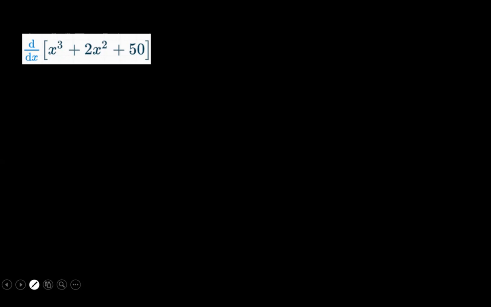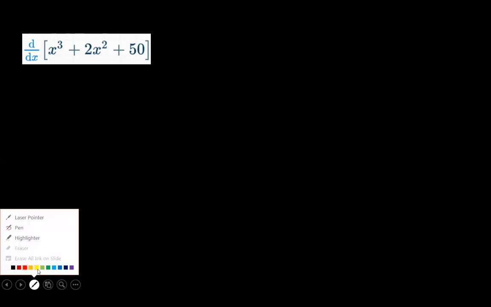So let's get the derivative of x cubed plus 2x squared plus 50. There are two methods of differentiation we can use. As you can see, we have a variable that has an exponent, such as x cubed and 2x squared, right? And then we have a constant term.